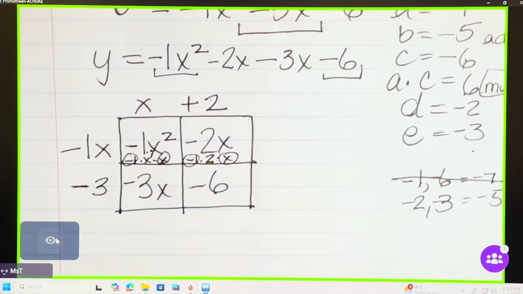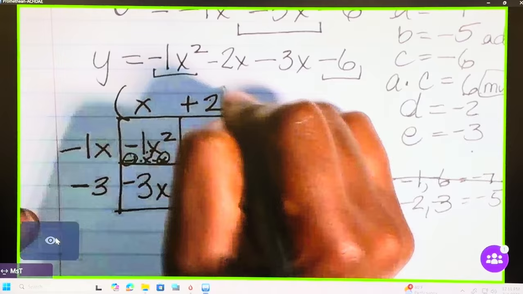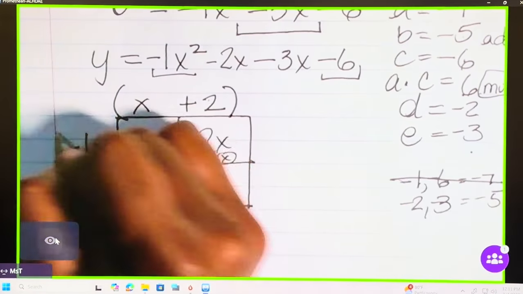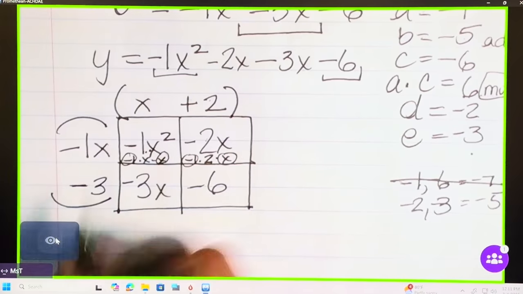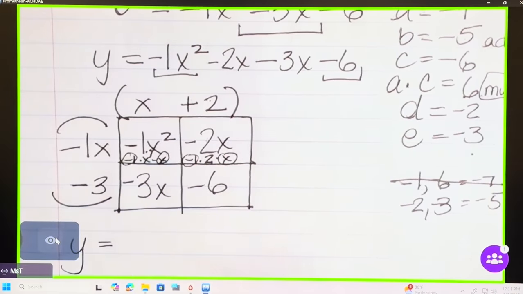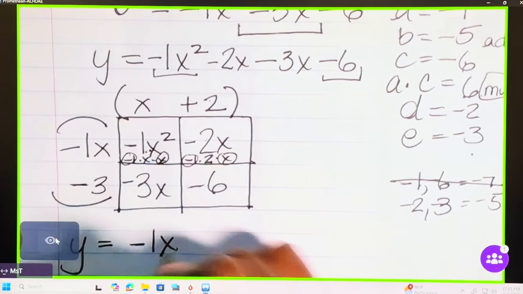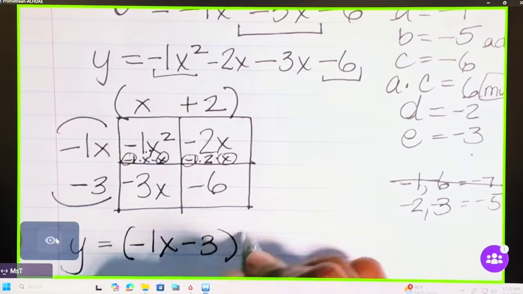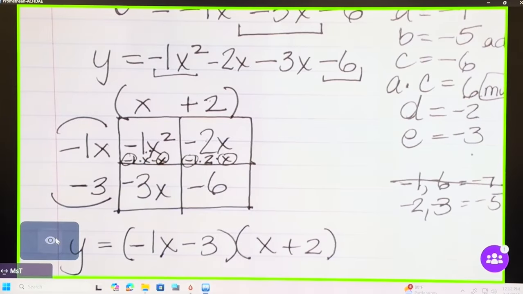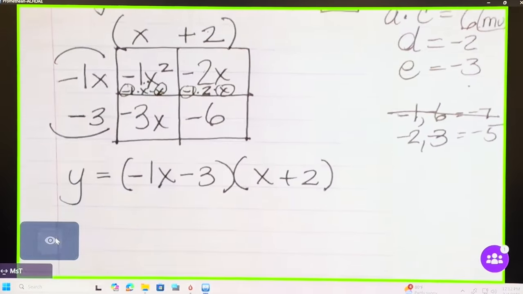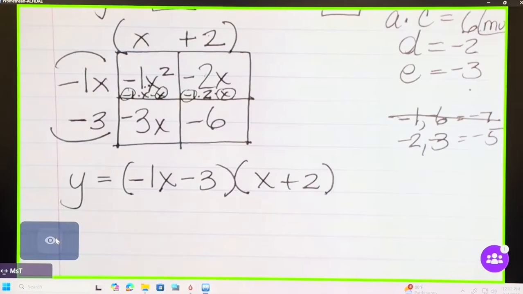I now have my factors. What are my factors? They are x plus 2 and -1x minus 3. So I'm going to write this as y equals -1x minus 3 times x plus 2. And technically, this is factored, my factored form. Are y'all with me?